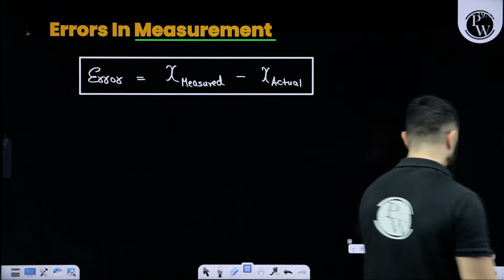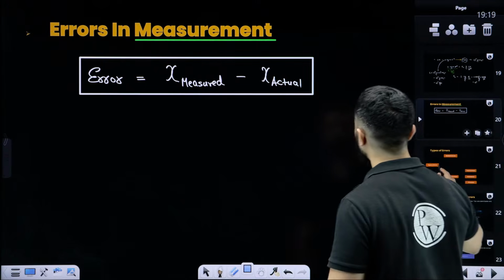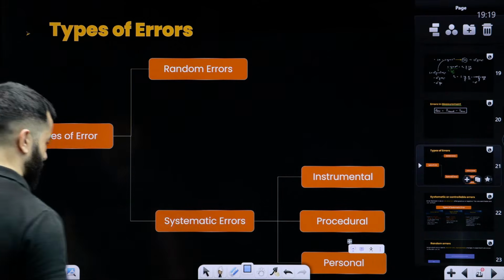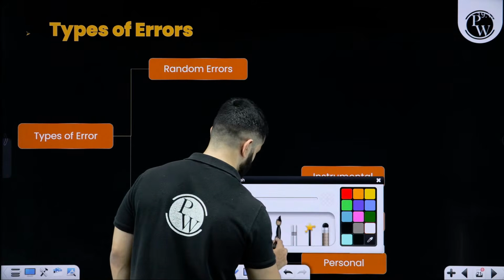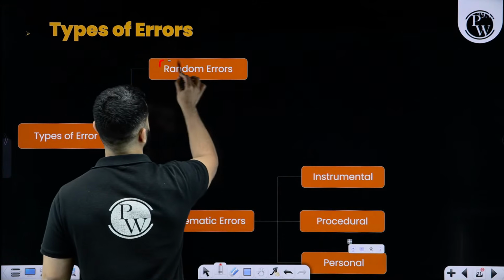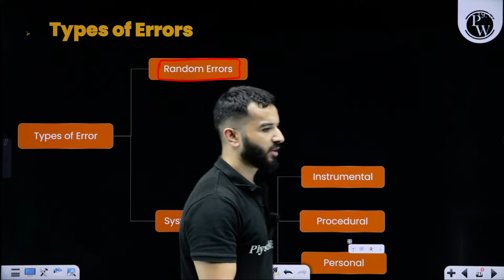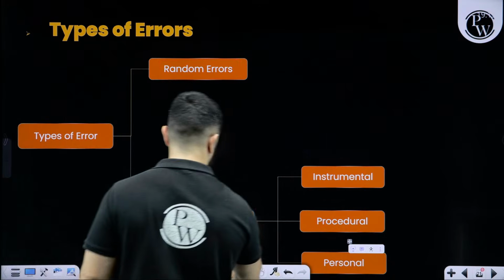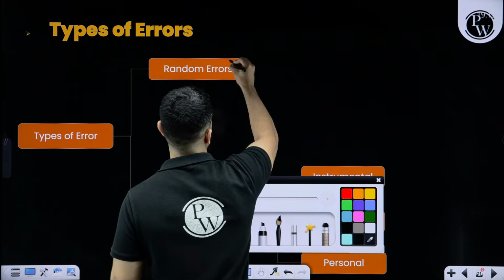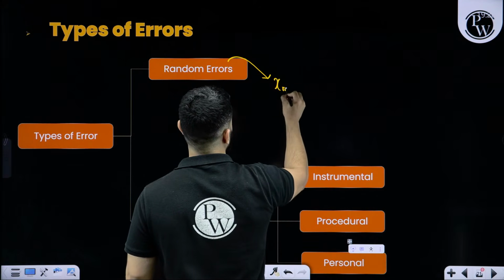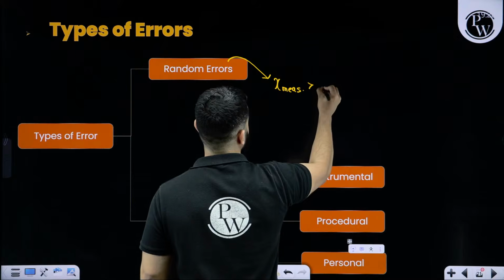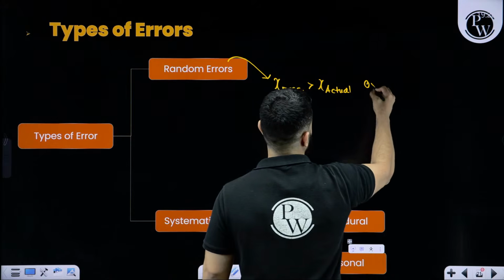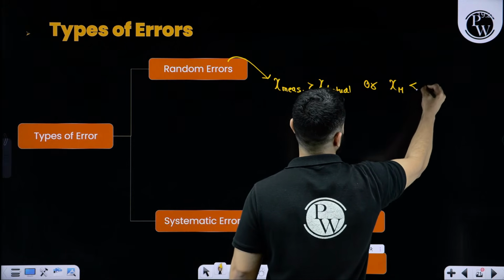Very simple. Now we are going to talk about why we have errors, and for that let's understand the types of errors. The first type of error is random error. As the name suggests, these errors are going to be random. Sometimes the measured value will be greater than the actual value, or sometimes the measured value will be less than the actual value.